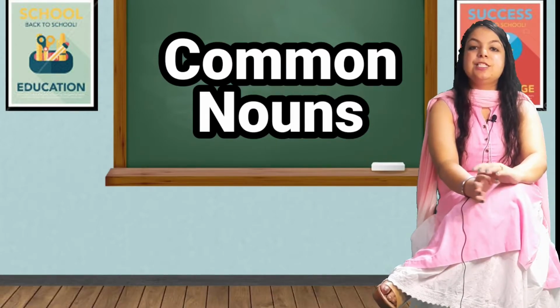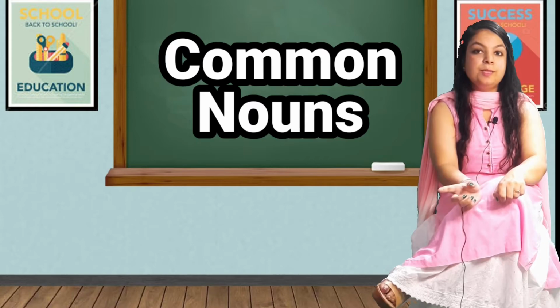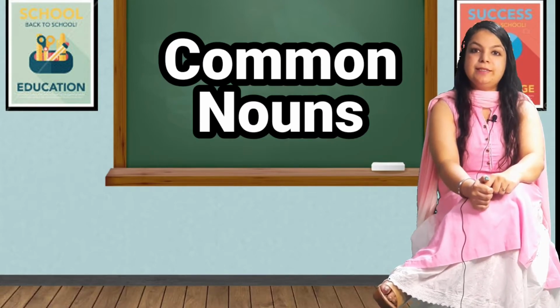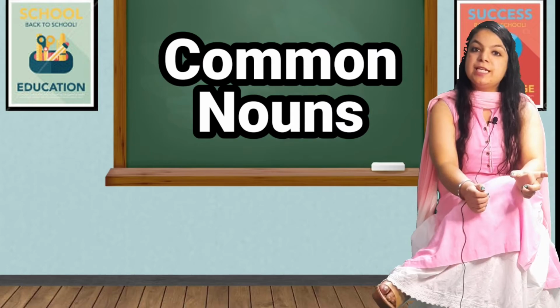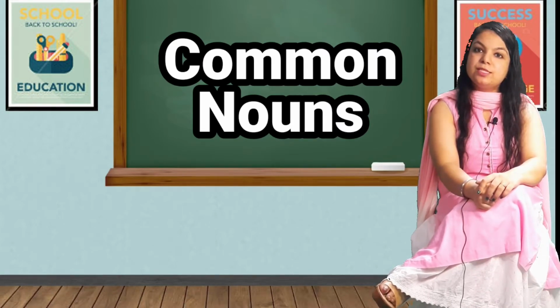For example, children are playing in the park. Here, no specific name of children or the park is mentioned, so it is considered as common noun. Another example can be, my cousins are coming at home today. Here also, no specific name of the cousins is mentioned, so this is also considered as common nouns.